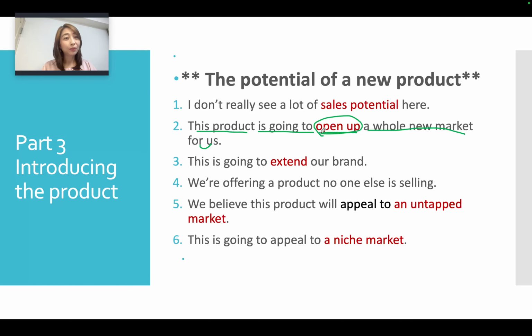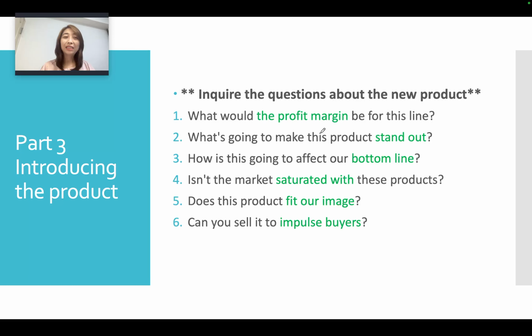And the next part, yes, sometimes when we say it's good, people may just challenge you, say, why do you think so? Or they really have a question they will ask you. So in this case, we need to know what they want to know, and we also need to clarify and explain. So we inquire about the questions about the new product. Sometimes people may ask you, what would the profit margin be for this line? The profit margin just means how much money we may make. So it's 利率, okay, 毛利率 like this.